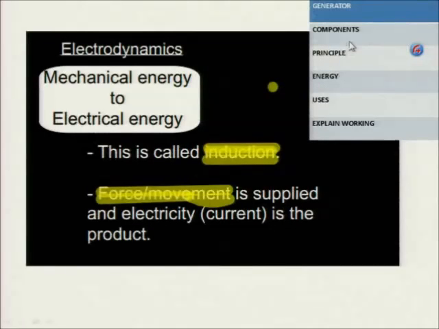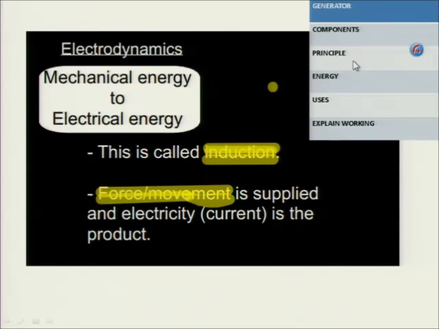Right, welcome back. We are finished now with the section dealing with the machine which we call the electrical motor. So we're now going to the second section, which is the generator. If you can focus here on our PowerPoint, you will see I've got the generator. I'm going to look at the very same things that I've looked at previously: components, the principle, energy conversion, uses, and the explanation of how it works.